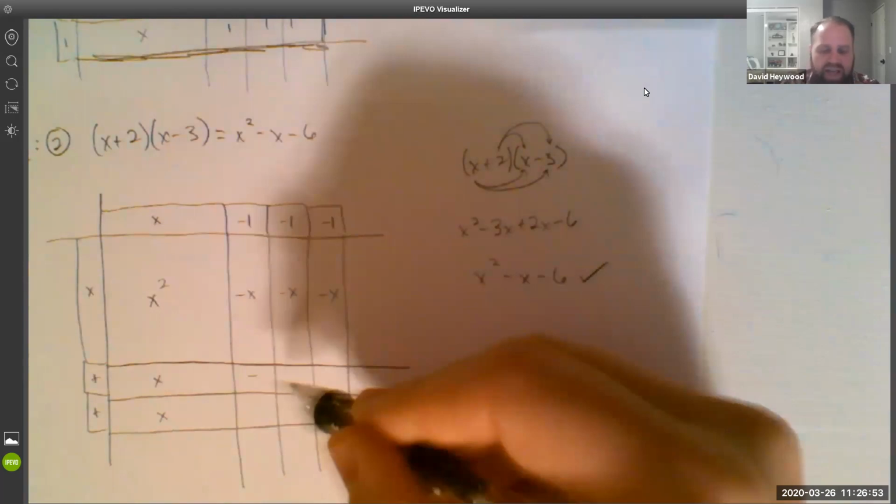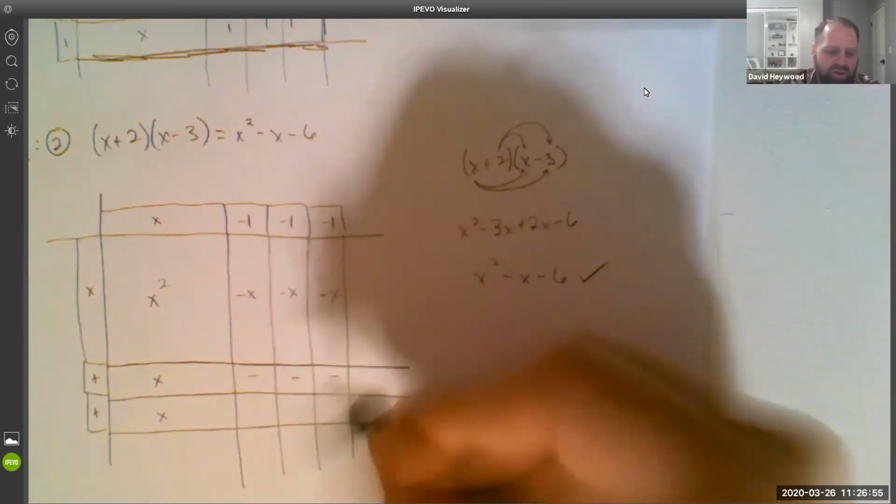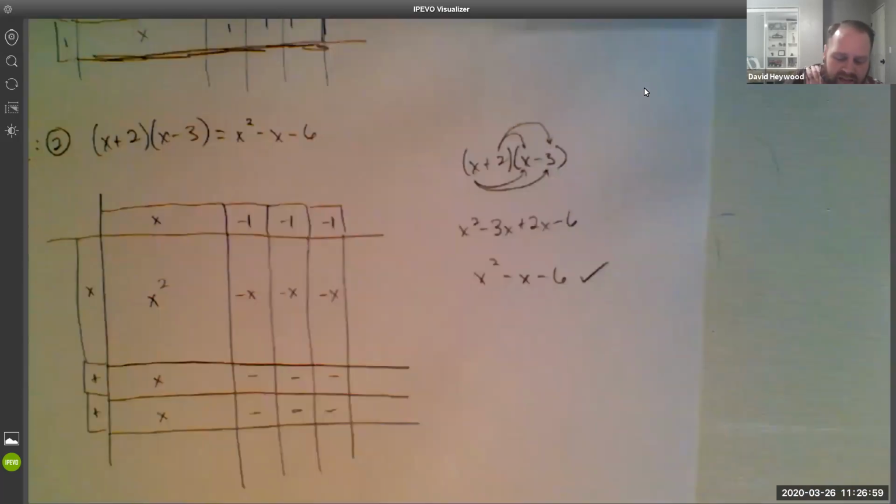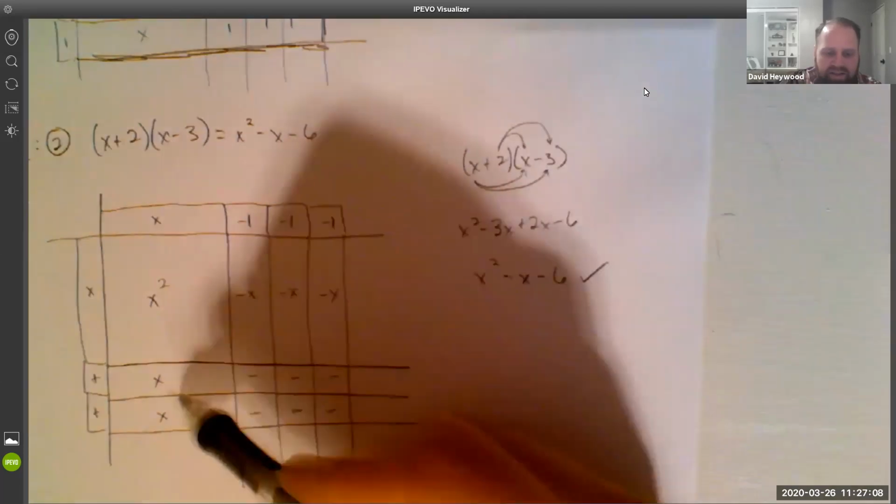So if this were a test or something, you could say something like, well, this tile and that tile will cancel, this tile and that tile will cancel, and so my result is going to be x squared minus x minus 6, right? Okay, so that's that one. Let's do another example.